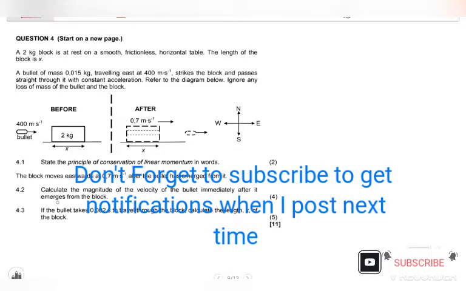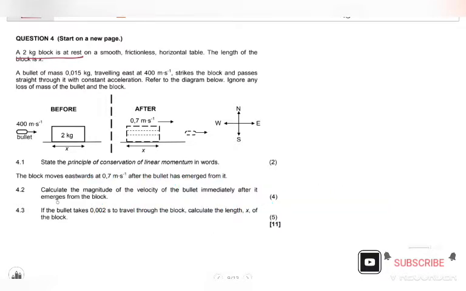Okay, so now let's do question 4. It says a 2 kg block is at rest on a smooth frictionless horizontal table. The length of the block is x. So here you have a block, and the distance from here to there is x. That's the length of the block.